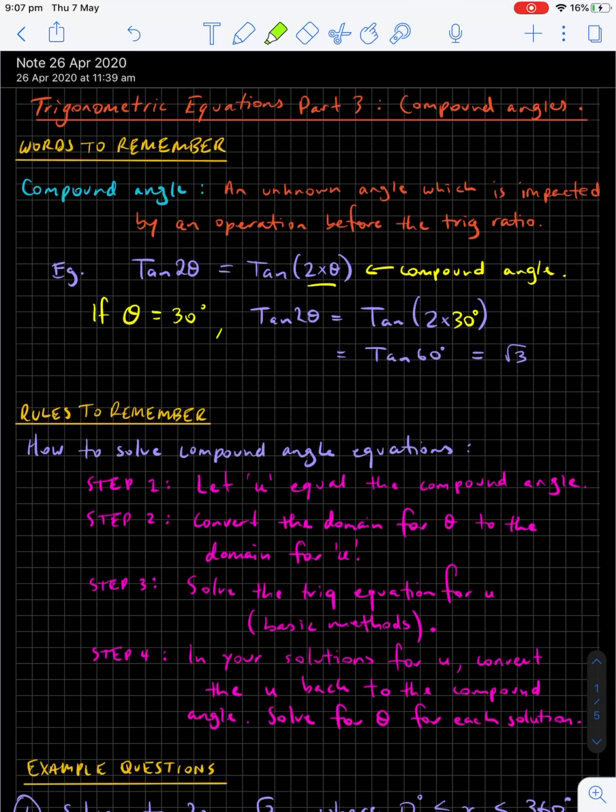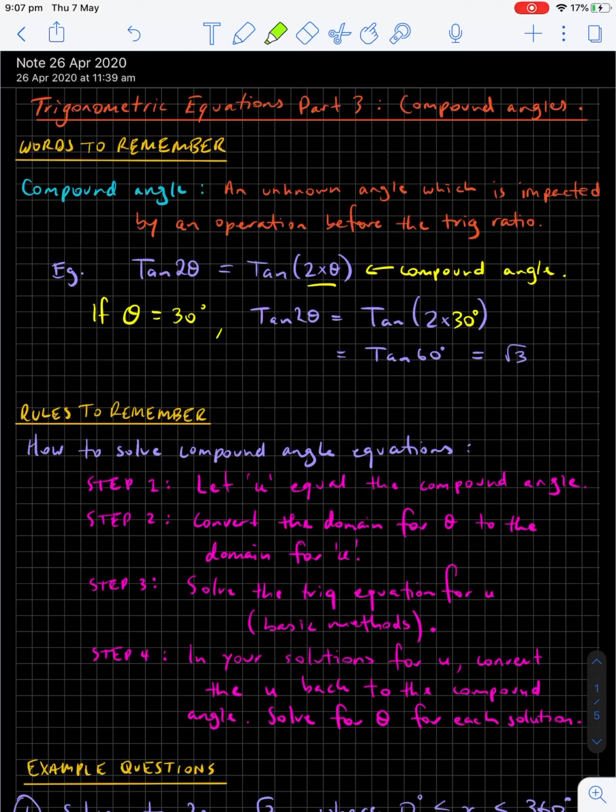So notice that our theta is being impacted by this operation of timesing by 2 before the tan affects it. So say if our theta was 30 here, it would mean that the 30 is being times by 2 first, so it goes to 60, and then tan is applied to that angle of 60, which makes root 3. So whenever you're dealing with equations which have this sort of compound angle, you have to remember a few extra steps with how to deal with them. These are definitely more advanced trigonometric equations that you do have to practice.